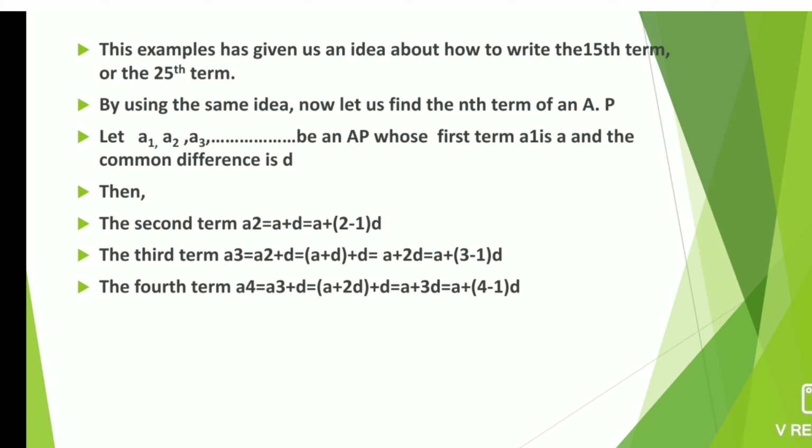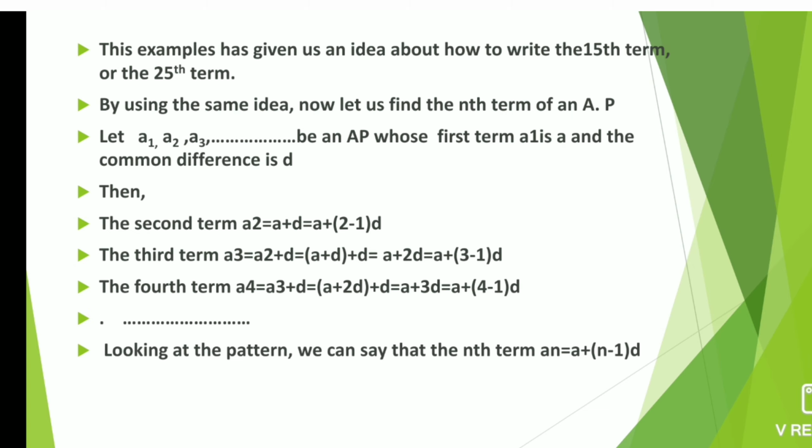And next, the fourth term A4 is equal to A3 plus D, obviously A3 is nothing but A plus 2D. So we are adding again the same fixed quantity, that is D. Then we get A plus 2D plus D, that is equal to A plus 3D, and again A plus 3D can be written as A plus 4 minus 1 into D. And so on.